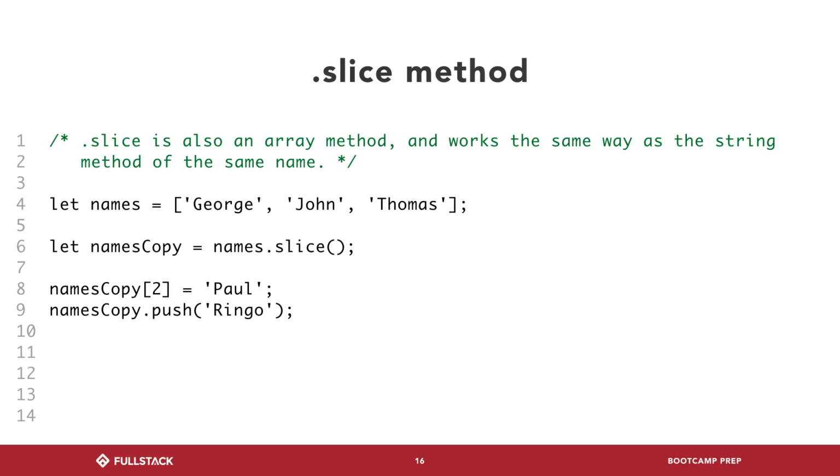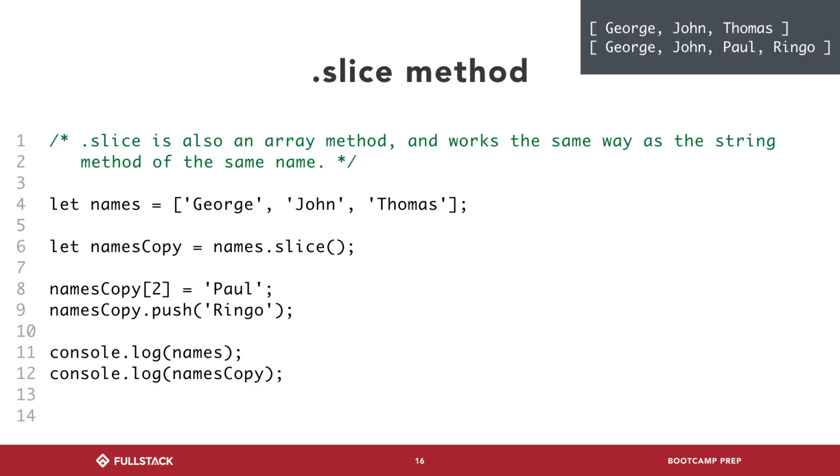And the point here is to say that, imagine how a copy works, right? If I have a piece of paper and I Xerox it, I can write on a new piece of paper. It doesn't affect the original piece of paper, right? Same idea here. I create my new copy, which I call names copy. I change the second element. I add some extra things into it. When I print out names and when I print out names copy, we'll see that names has not changed, whereas names copy has changed, right?